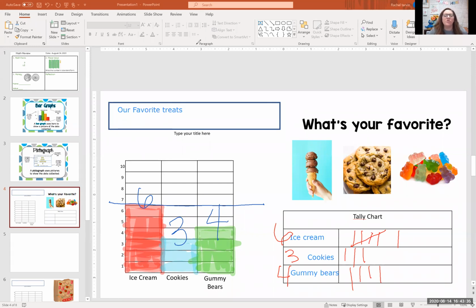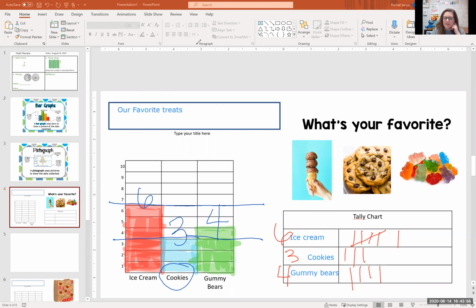What if I asked you which one was voted for the least? Right, you do the same thing. You'd look and see which one is the shortest. So if I go cookies across, ooh, it's shorter than gummy bears. It's shorter than ice cream. So I know cookies is the least.